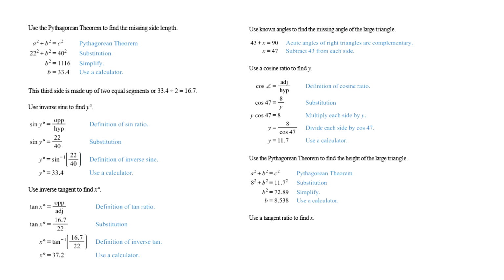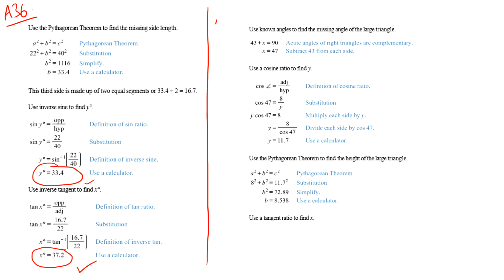Okay, so this is the answer key. Let's check our answers now. The first answer key is for question 36 that we just now solved in the previous slide. So the final answer for x is 32.7. It's correct, and for y it is 33.4. Now let's check the final answer for question 37. Here also we need to find the values of x and y.